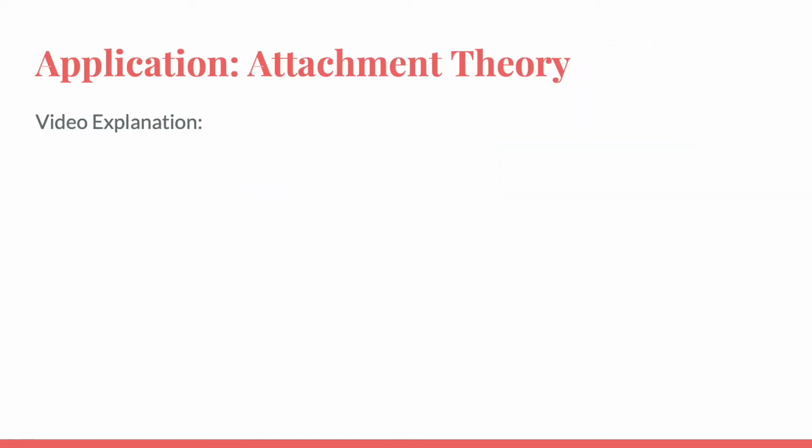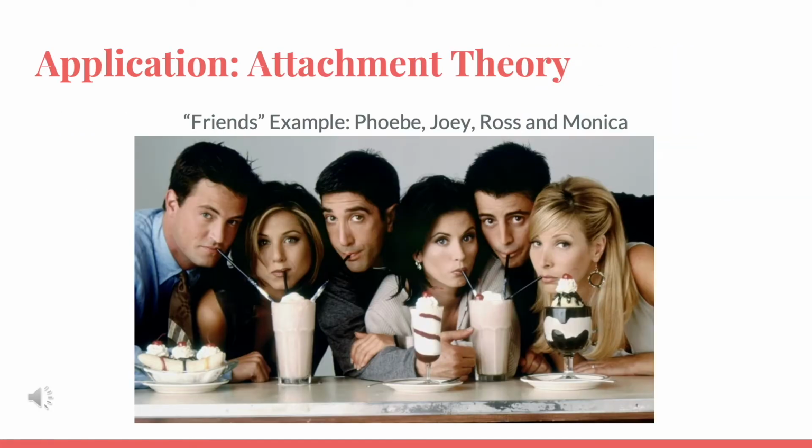Next, we will have the application of attachment theory. To illustrate Bowlby's attachment style theories, we will look into some of the characters from the popular 90s show Friends. Four of the main characters will be analyzed based on their childhood, behaviors, and relationships with others in order to place them into a style. These four characters will be Phoebe, Joey, Ross, and Monica.